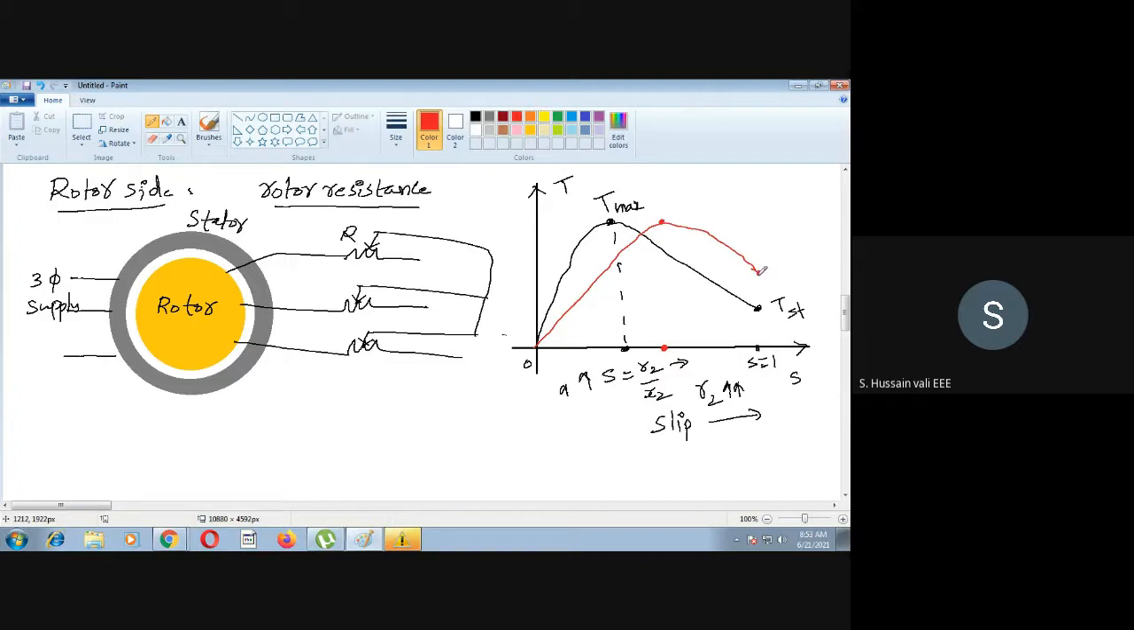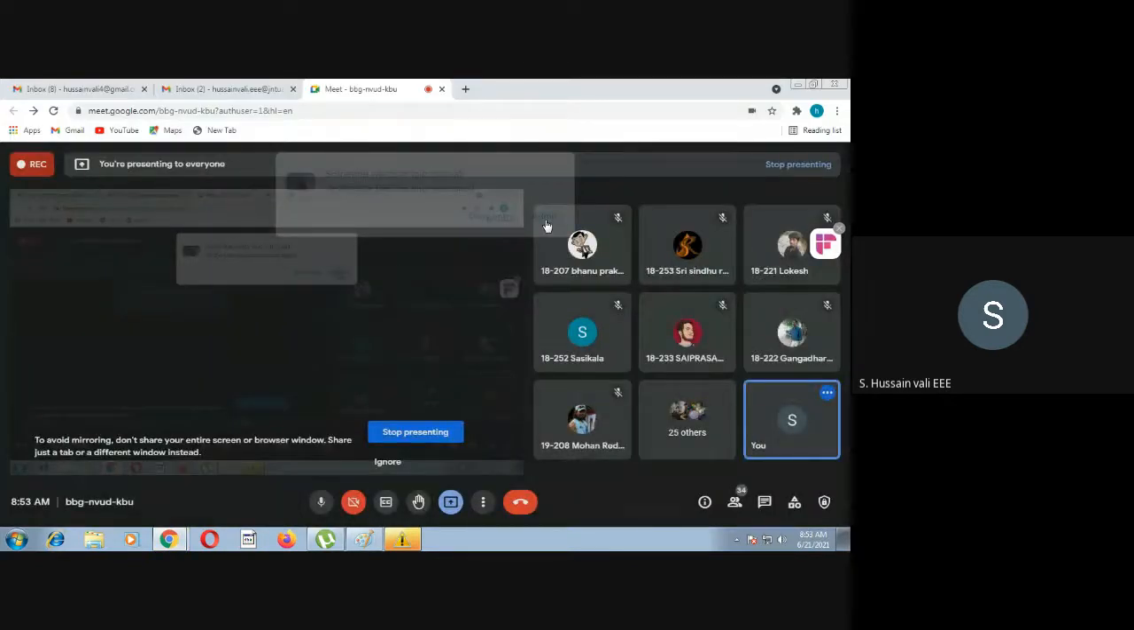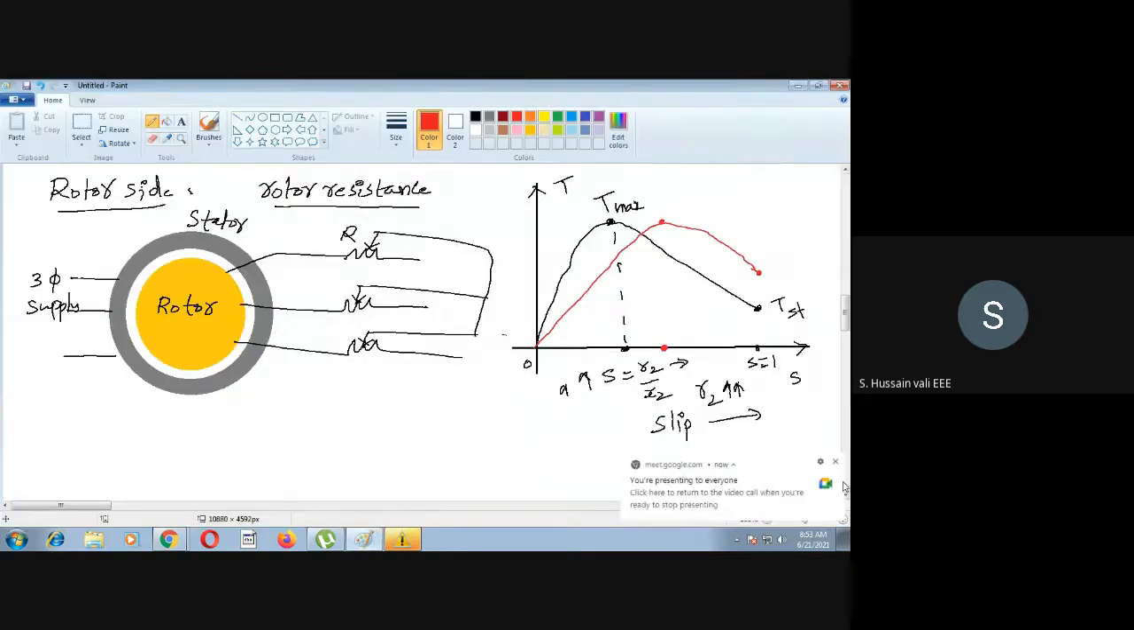Now you see, when you do this, what did you find out here? You just draw the graph. Earlier the starting torque was here. Now the starting torque has increased. The starting torque jumps here, and also the slip at which maximum torque occurs shifts to the right side. So two things have happened here.